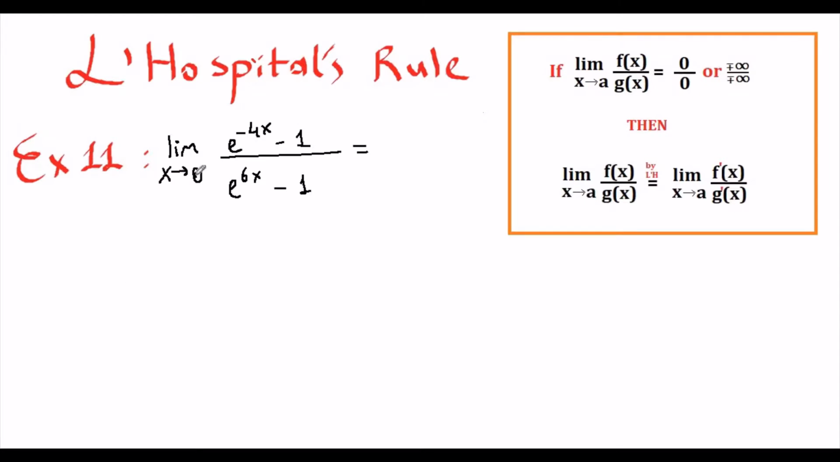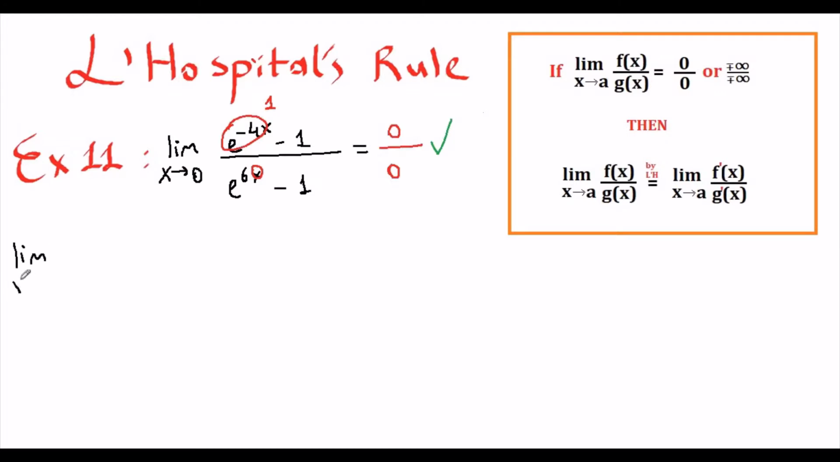Example 11. Limit as x is approaching 0, e to the negative 4x minus 1 over e to the 6x minus 1. If we plug in 0, we obtain e to the 0, and e to the 0 is 1, 1 minus 1 is 0. Again, if we plug in 0, e to the 0 is 1, 1 minus 1 is 0. So we obtain 0 over 0 indeterminate form. So we can apply L'Hopital's rule.